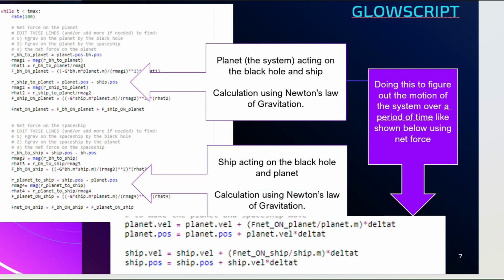This is until line 65, and this was beyond that. Over here, the planet was the system, and it was acting on the black hole and the spaceship. I used Newton's law of gravitation to find F net on the planet. Then over here was the spaceship acting on the black hole and the planet, and I used the same process of Newton's law of gravitation to find the F net on the ship. Basically, I did all of this to figure out the motion of the system over a period of time, like this, using net force.